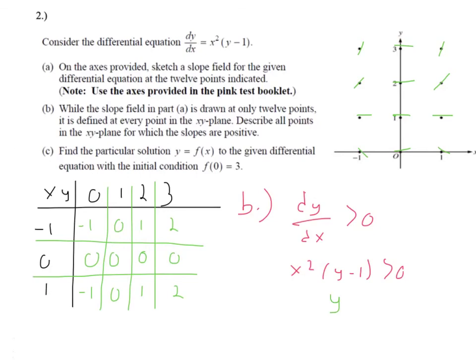Our derivative is going to be greater than 0 when y minus 1 is greater than 0, or when y is greater than 1. And if you look at these, all of these slopes are of the form y is greater than 1. We should make a little bit of a note on that: this is true when x is not equal to 0. That way we're accounting for all of these horizontal slopes here.